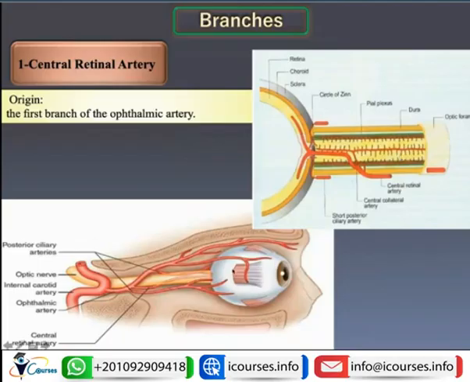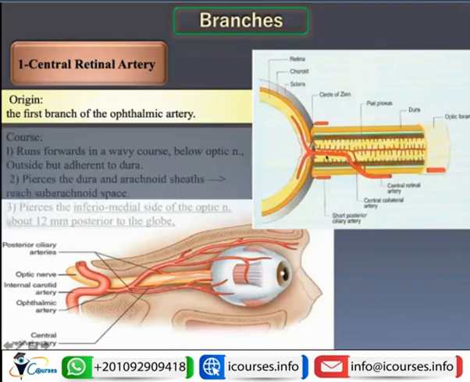So the first branch of the ophthalmic artery, as you can see here, after it emerges from the internal carotid artery, it will give this branch, which enters the optic nerve, which is called the central retinal artery. So the central retinal artery is the first branch of the ophthalmic artery that pierces the optic nerve sheath to run inside the optic nerve.